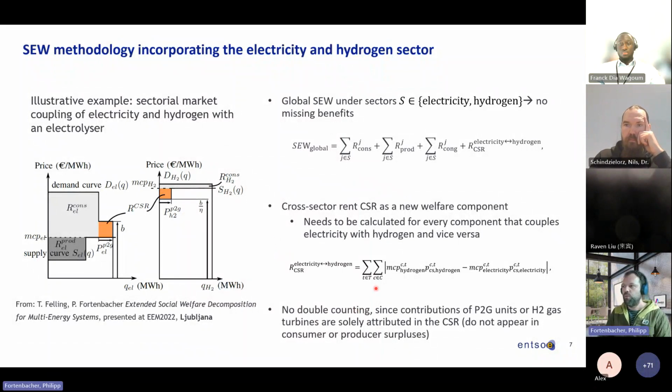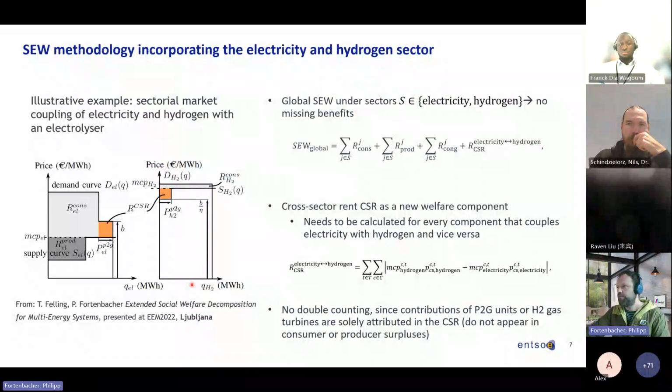And so we don't have any double counting, since these contributions will only appear in the cross-sector rent. For these sector coupling technologies, we only attribute this in the cross-sector rent. So they will not appear in the consumer or in the producer surplus. That's the main takeaway here, that we don't have any double counting by doing so.